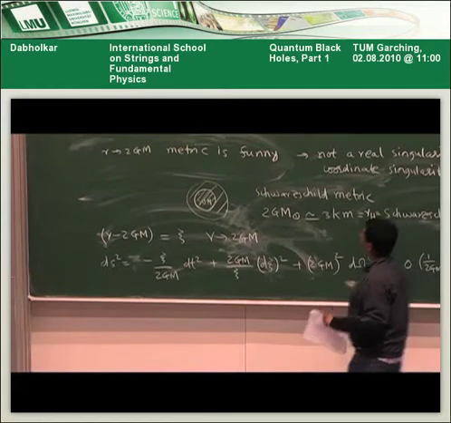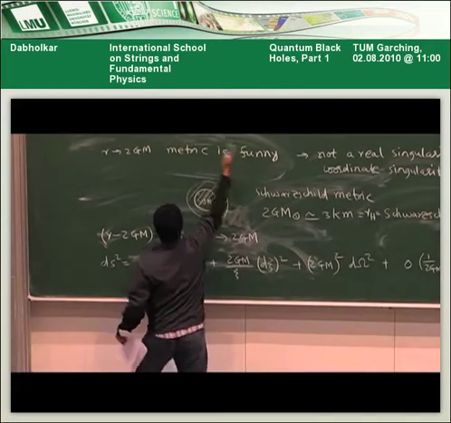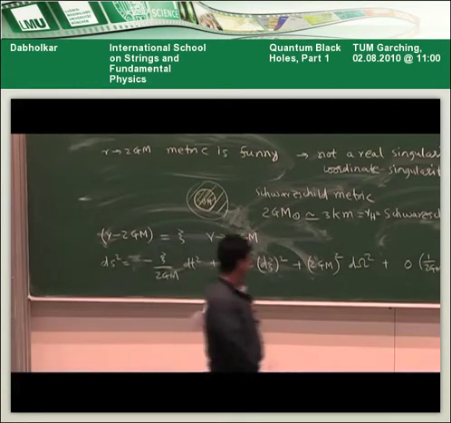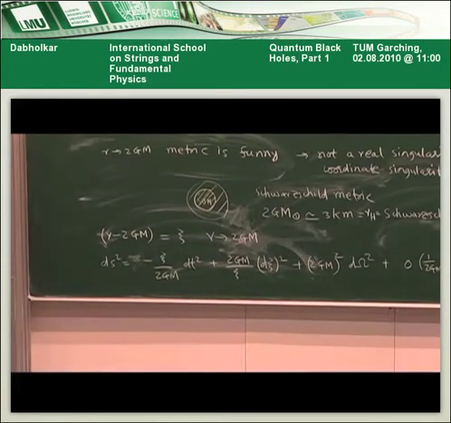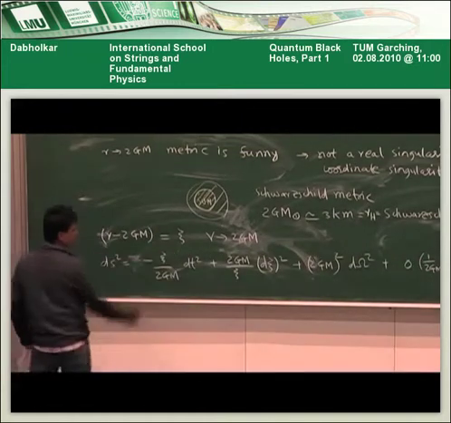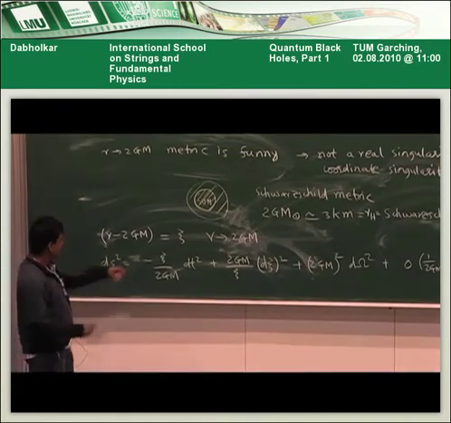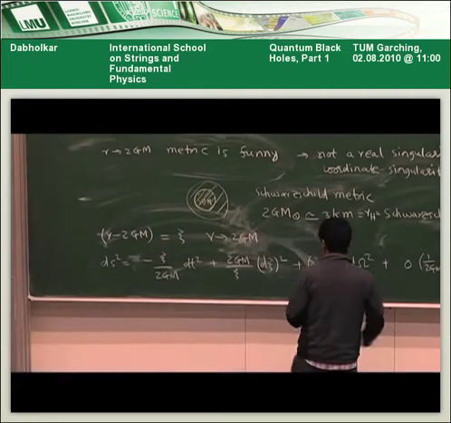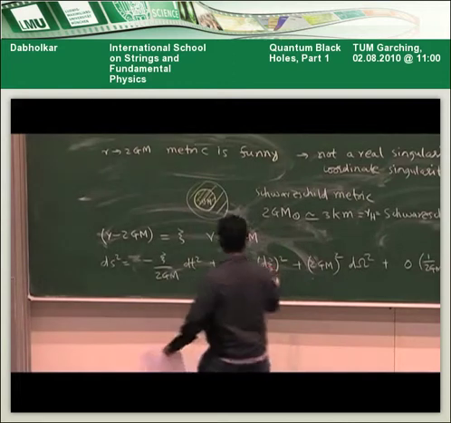So you basically write r minus 2GM as psi, and you expand in psi, and you drop terms which are down by higher orders. So it's an expansion. If you're sufficiently close, you can drop terms of the order of psi square. Now, this is the metric that you get.